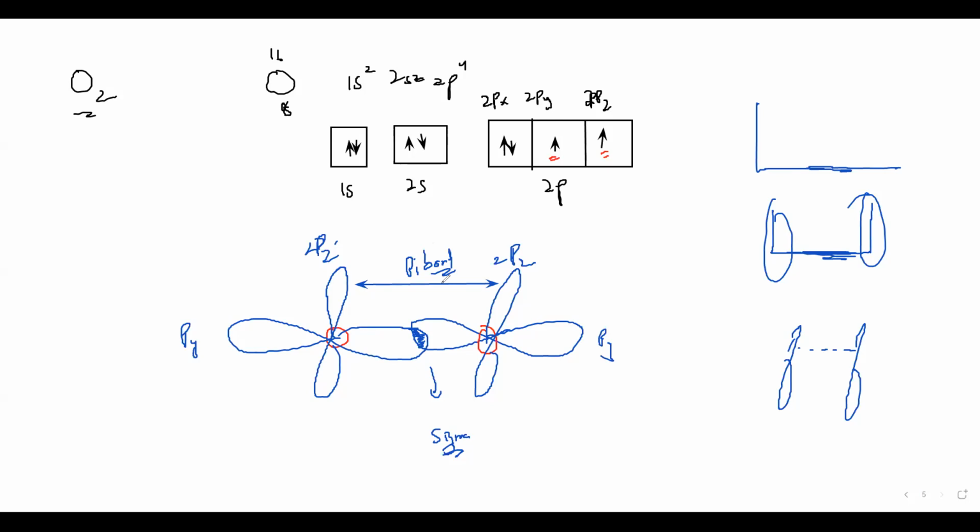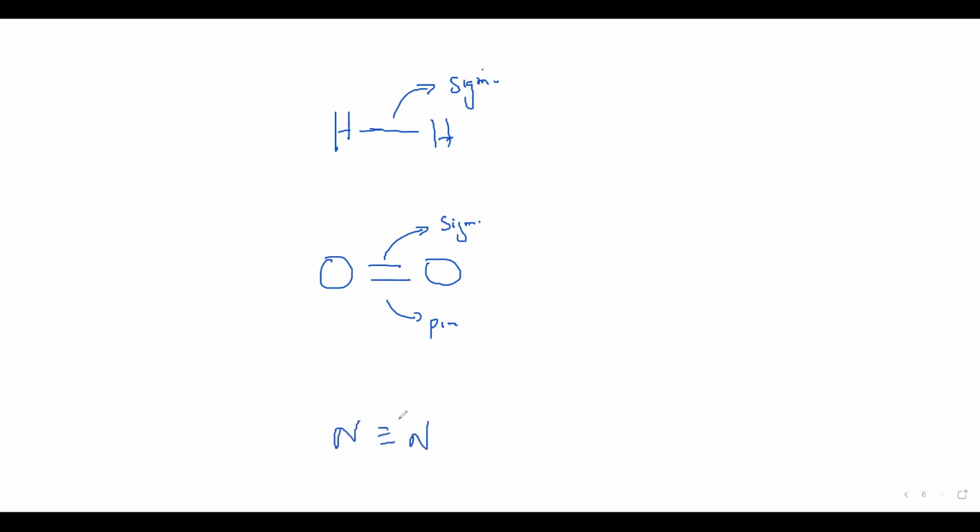So if there is a single covalent bond, it will always be a sigma. Like hydrogen, hydrogen, a single bond is there between them, that will be a sigma. But if you have oxygen, one will be sigma, another one is pi. But if you have a triple bond, like nitrogen, only one will be sigma and two of them will be pi.